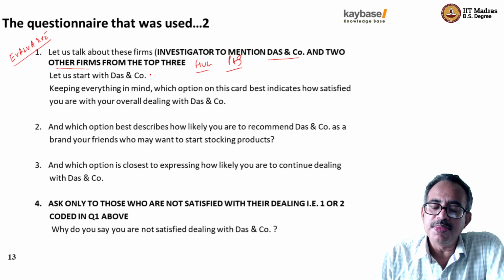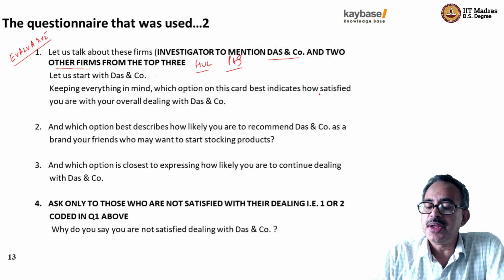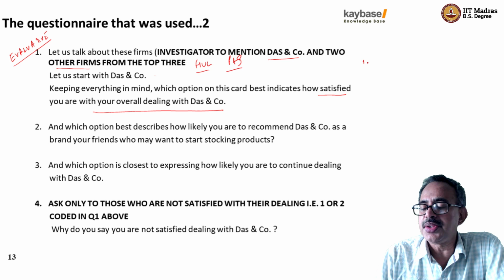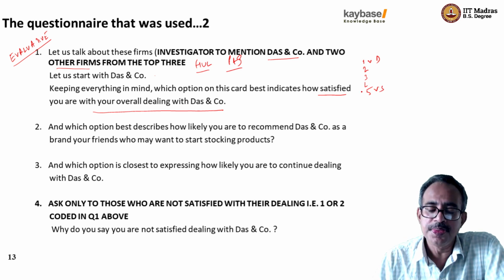Keeping everything in mind, which option on this card best indicates how satisfied you are with your overall dealing with DAS & Co? And we have that card. We've already seen that, right? The satisfaction scale 1 to 5, very dissatisfied up to very satisfied.